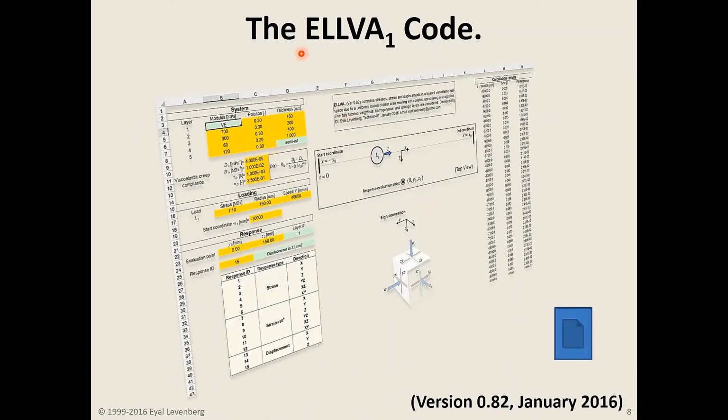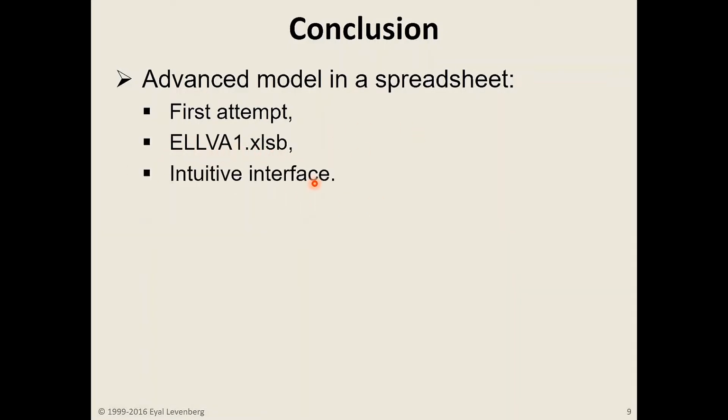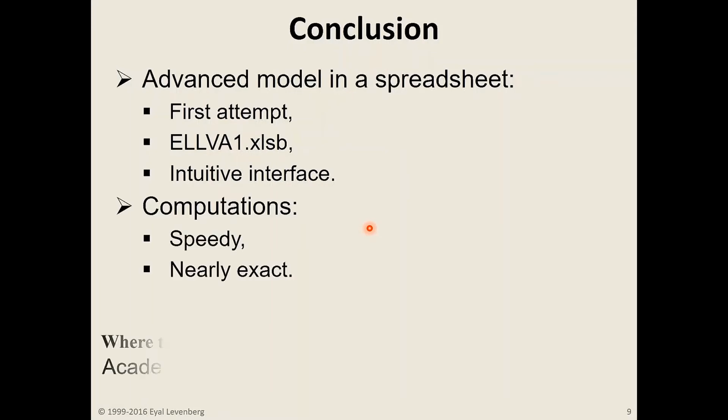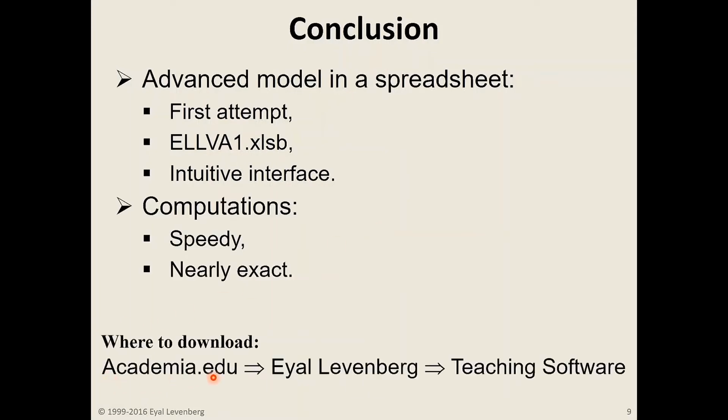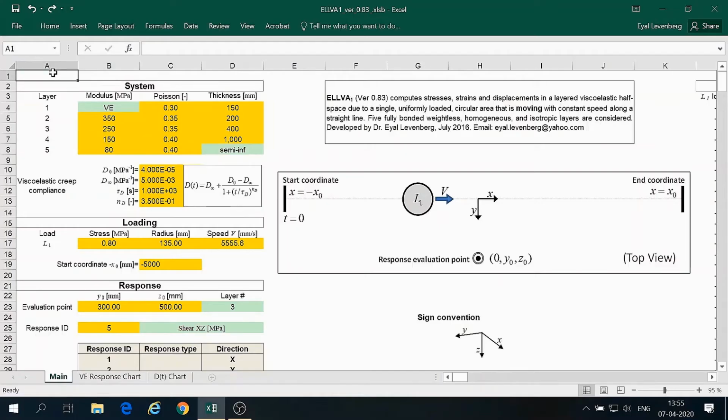Now this entire procedure was coded in a spreadsheet called ELVA, and I will shortly show how this spreadsheet works. I just want to say that this is, I think, the first attempt to introduce an advanced pavement model into a spreadsheet environment. The name of the file is ELVA1, and it has a very intuitive interface, and the computations are extremely speedy, I would say nearly exact, and the code can be downloaded from my Academia.edu website under teaching software. Here's the main page of the ELVA code.